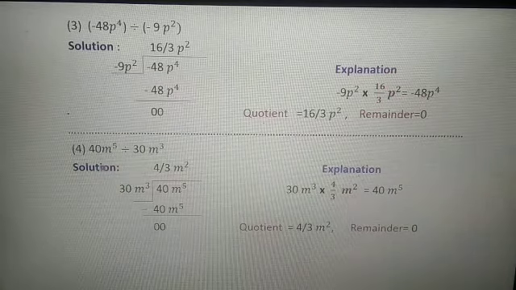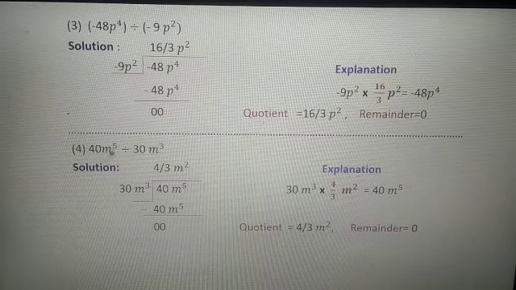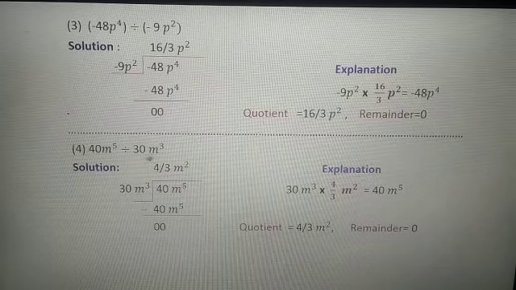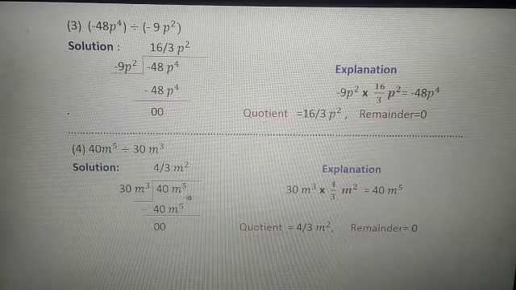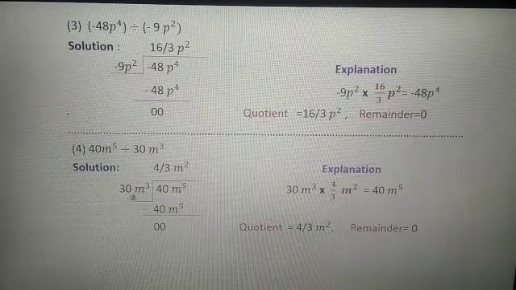Now let us see the fourth sum. Here also 40m raised to 5 is divided by 30m cube. So this is the dividend. Let us write the dividend inside and 30m cube as the divisor.